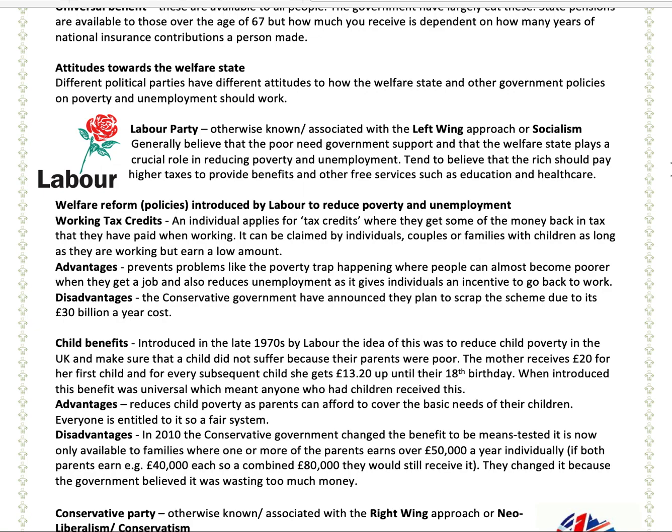Disadvantage: they had to get rid of the scheme because it cost so much money, and also it didn't actually support those that were unemployed. So if you were unemployed, it didn't help you get into a job. It just made you want one, but it didn't actually find you a strategy to get one.